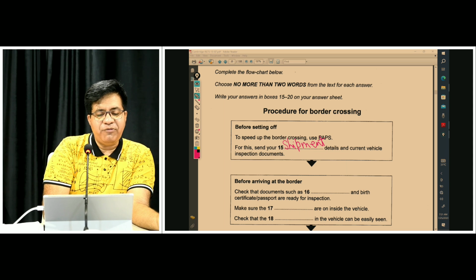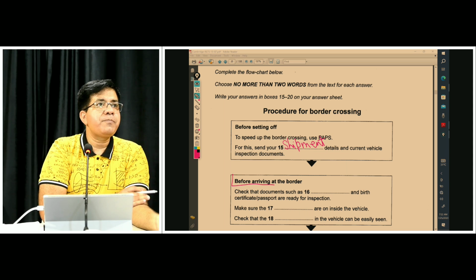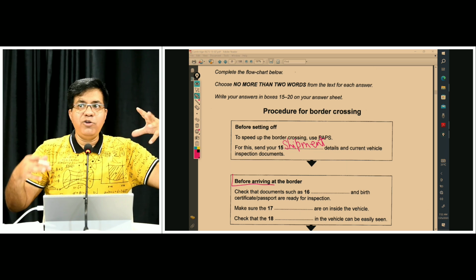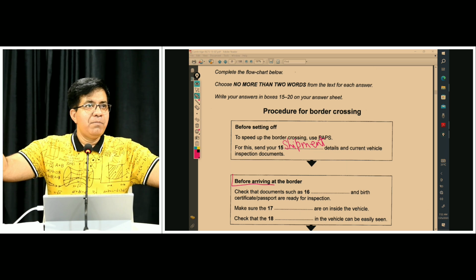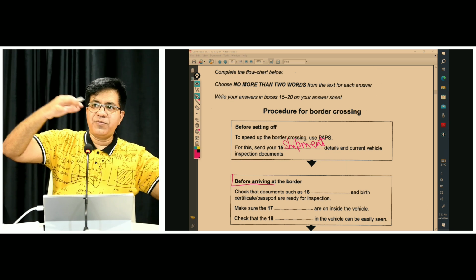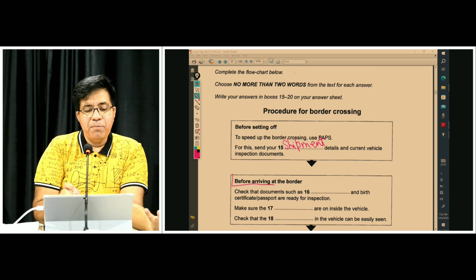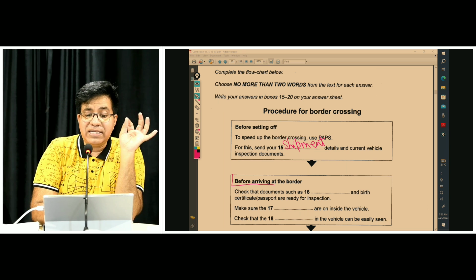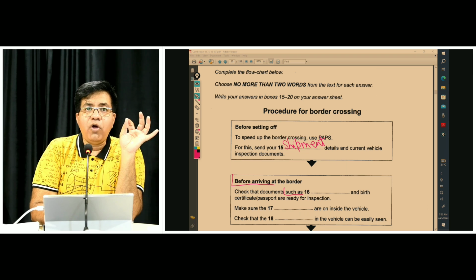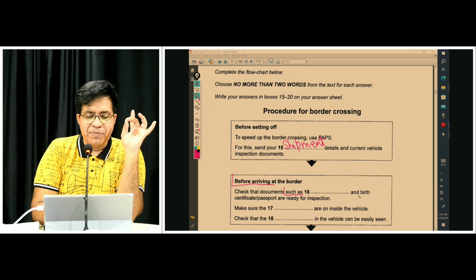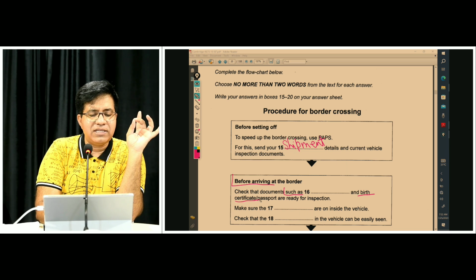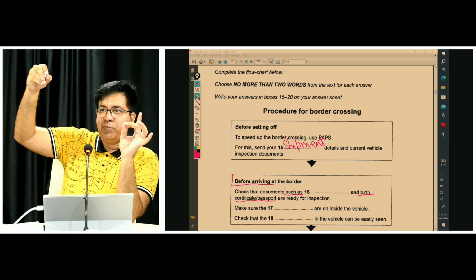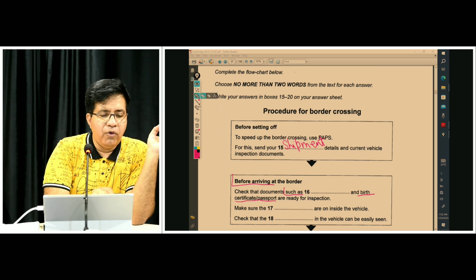Question number 16. Before arriving at the border. Now let's see, what is it that you have to do before you arrive at the border? Can you imagine? Can you see all these things? Border, vehicles, transferring things from here to there and all that. Before arriving at the border, check that documents such as, documents such as, one is missing, and birth certificate or passport. Now the answer will come with birth certificate or passport. It's another word. So where is it?